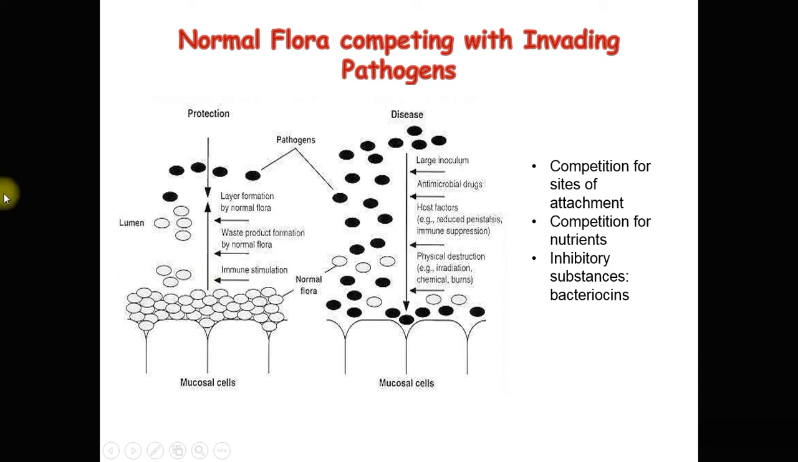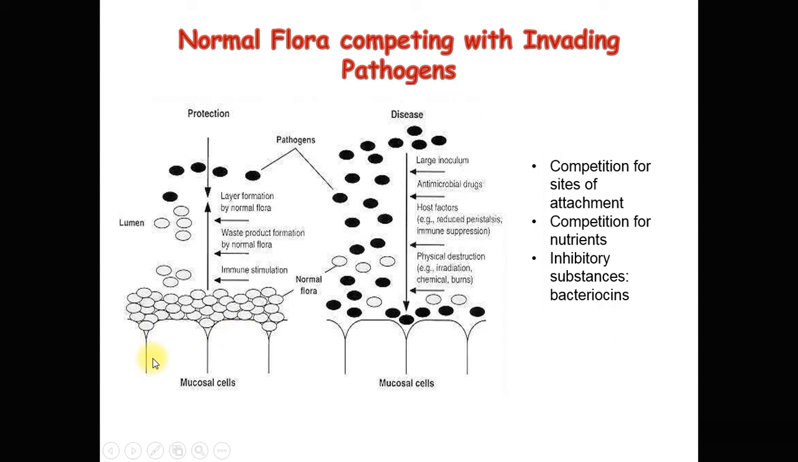This figure is showing you how normal flora competes with invading pathogens. Invading pathogens are those microorganisms which are capable of causing infection. They are trying to invade the human host so that they can colonize and cause infection. So here there are two figures. On the left side, this is the normal state.